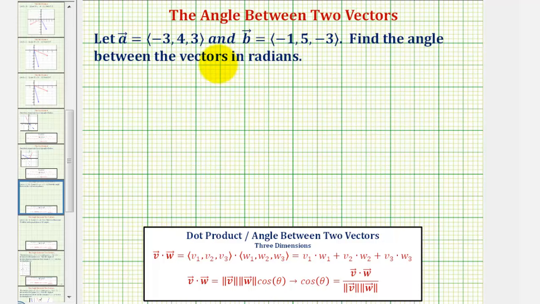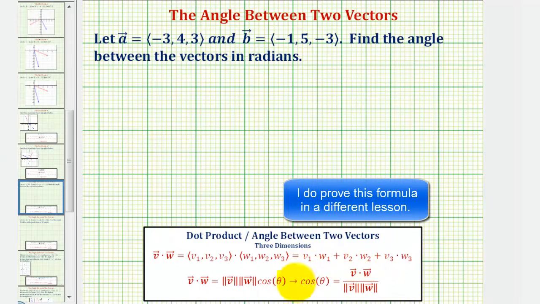We're given two vectors and asked to find the angle between the two vectors in radians. So if theta is the angle between the two vectors, and we were trying to find the angle between vector v and w, we would use this formula here to find theta, where cosine theta is equal to the dot product of vector v and w divided by the product of their magnitudes.